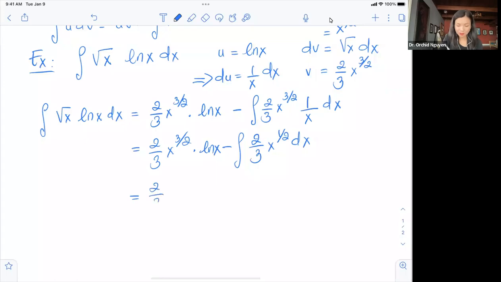So we have 2/3 x to the 3/2 ln x minus, and then we just have to integrate that. So it's going to be 4/9 x to the 3/2 plus c. And that's our answer.